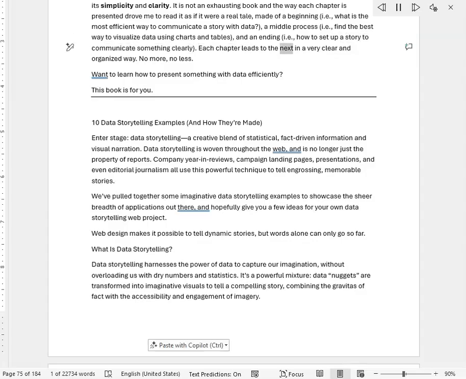Each chapter leads to the next in a very clear and organized way. No more, no less. Want to learn how to present something with data efficiently? This book is for you.